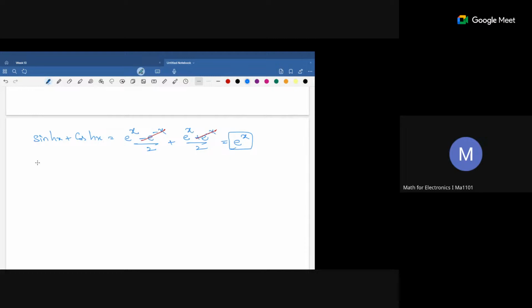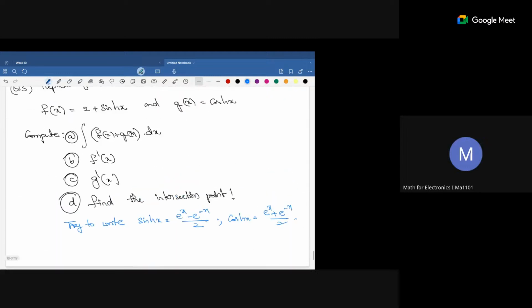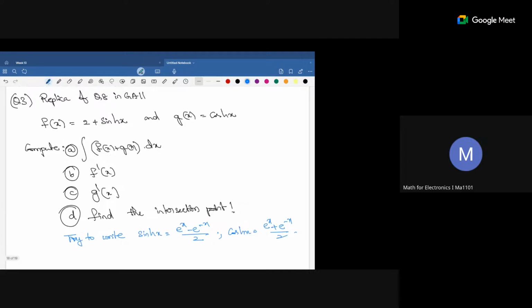Similarly, cos hyperbolic of x minus sine hyperbolic of x, if you try solving this, you will get e to the power minus x. So these kinds of things help us solve these kinds of problems. So f of x plus g of x will now become the integral of 2 plus sine hyperbolic of x plus cos hyperbolic of x, which is simply e power x dx. So this will be 2x plus e power x plus some constant. That's it.